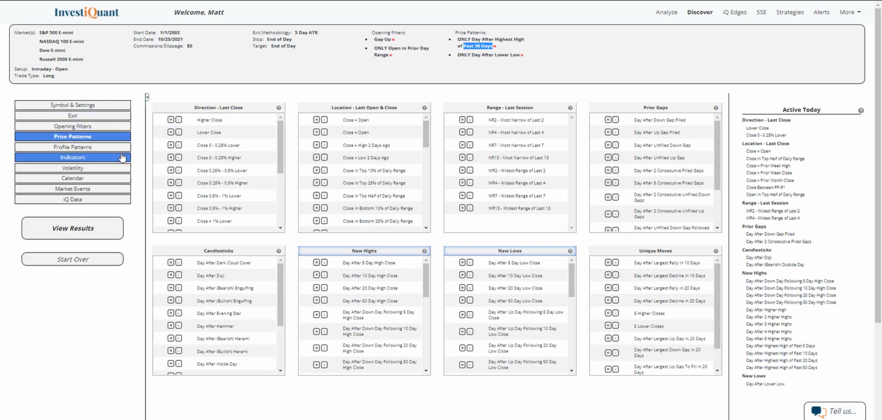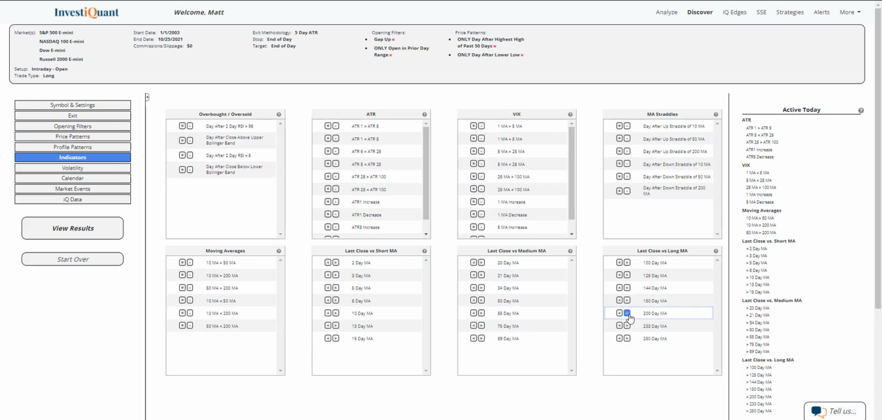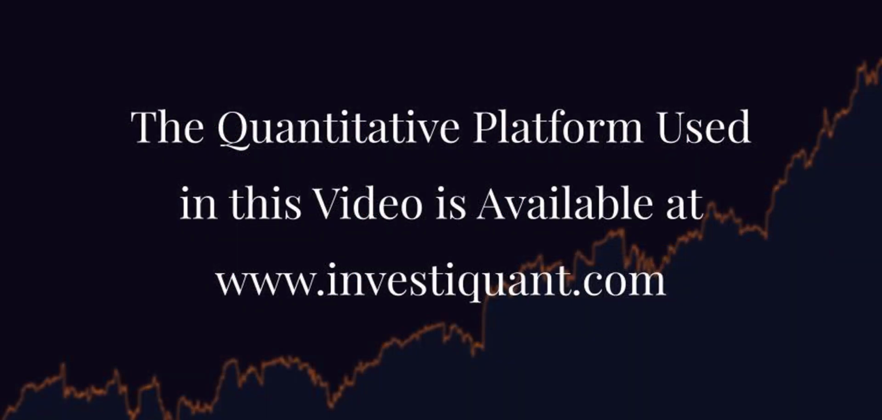All right, next I'm going to go into the indicators. I'm going to say that we are above a 200-day simple moving average. Probably don't need a 10. I can add it just anyway since it's here, and then I can click view results.